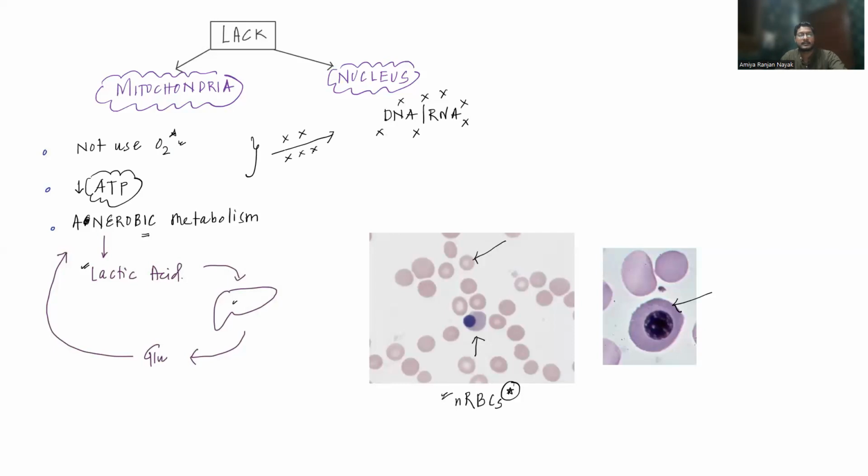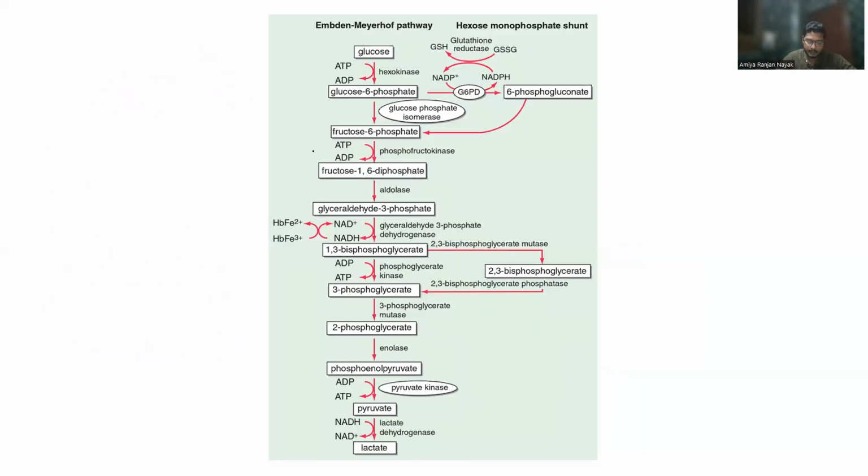Now I'll go to the next understanding. Now there are three important unique pathways that happen inside the RBCs. Apart from glycolysis, what are the three important pathways that RBCs use?